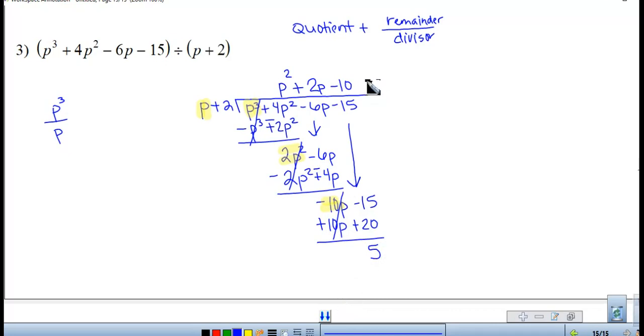To write your remainder, put down a plus sign. Whatever you have as a remainder will go to the top of the fraction, and your divisor will be the bottom of the fraction.